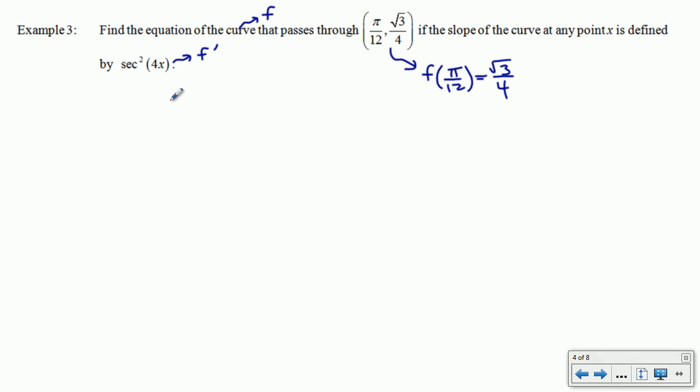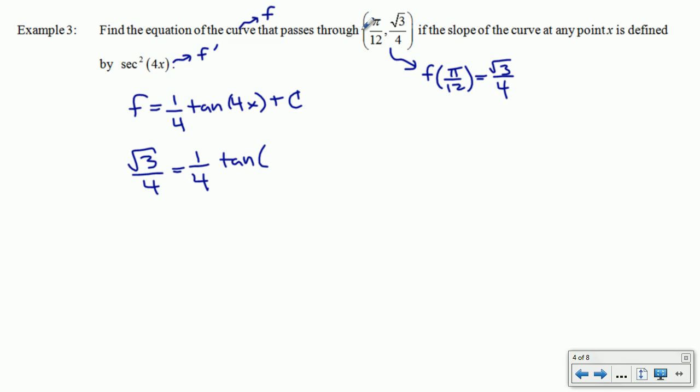So where did this derivative come from? That would be 1/4 tan 4x plus c. So if you take the derivative of this, that will give you sec squared of 4x. And now we can use this condition on f to figure out what c is. So everywhere we see an x, we're going to put a pi over 12, and everywhere we see an f, we're going to put a root 3 over 4. So root 3 over 4 equals 1/4 tan at 4 times x. So if we're doing 4 pi over 12, that's equivalent to pi over 3 plus c.